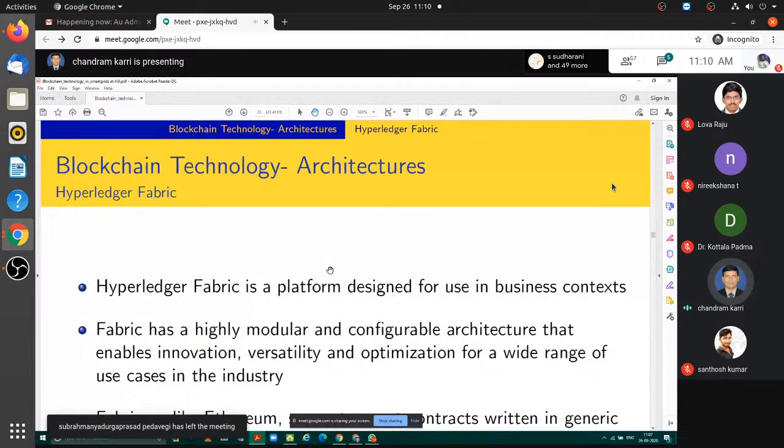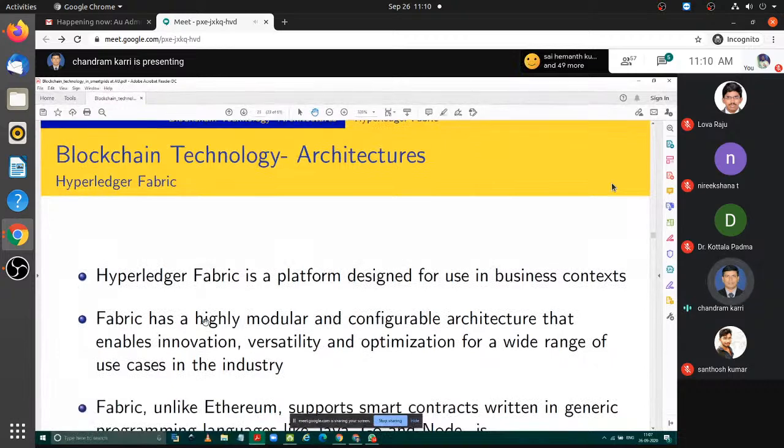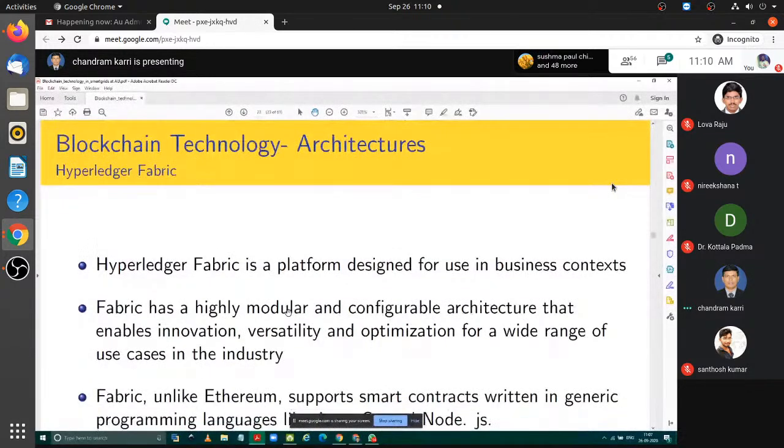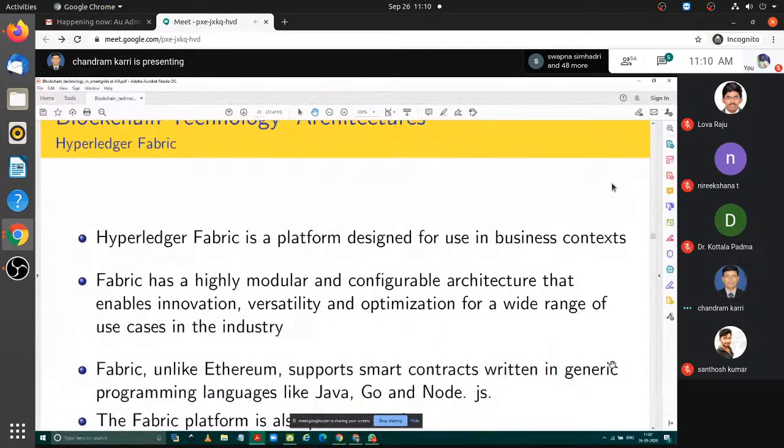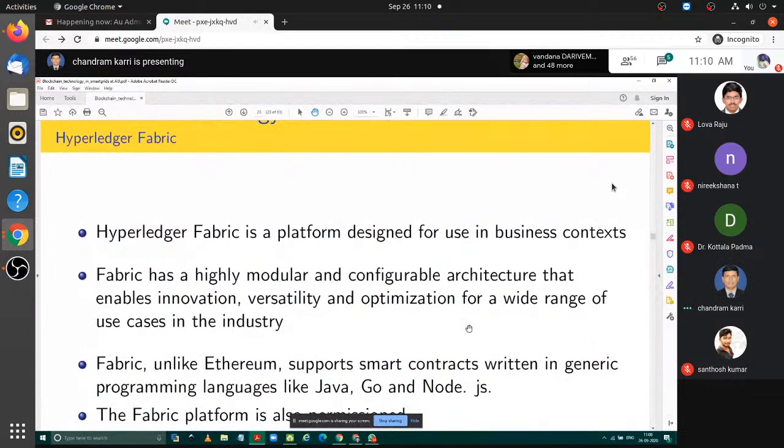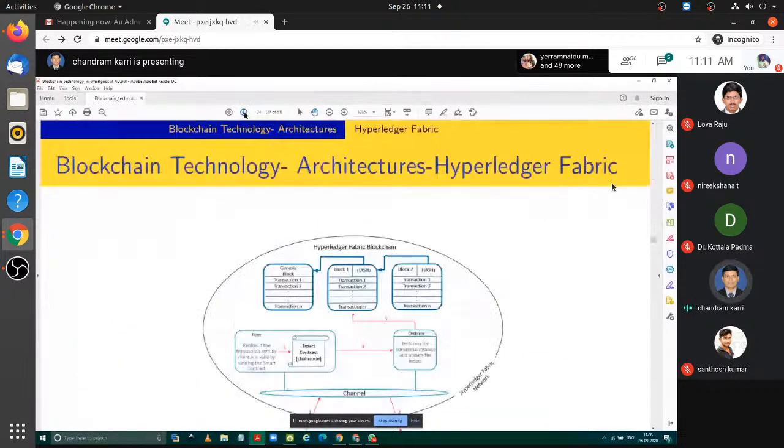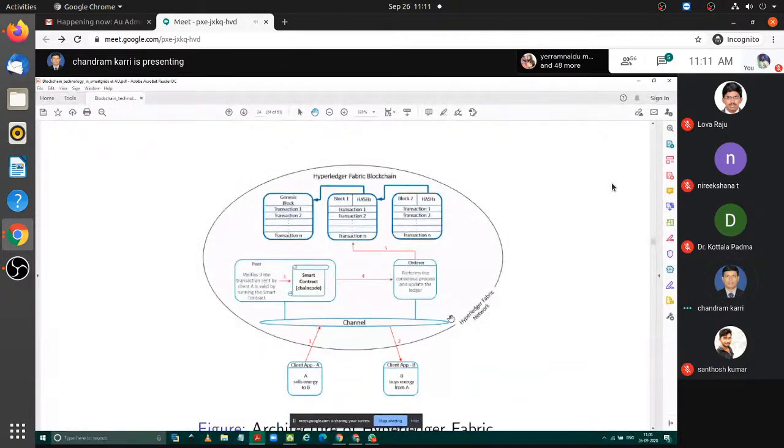Here, what is the fundamental difference? It has a highly modular and configurable architecture that enables innovation, versatility, and optimization for a wide range of use cases in the industry. Fabric supports smart contracts, like you can implement the code, and it is permissioned. See what difference here? Suppose a client is passing the information, and it will be executed. Here the fundamental difference is communication from A to B.